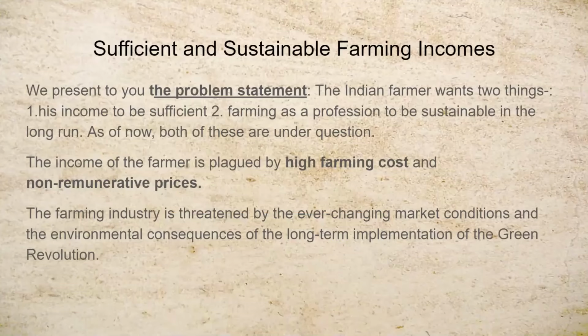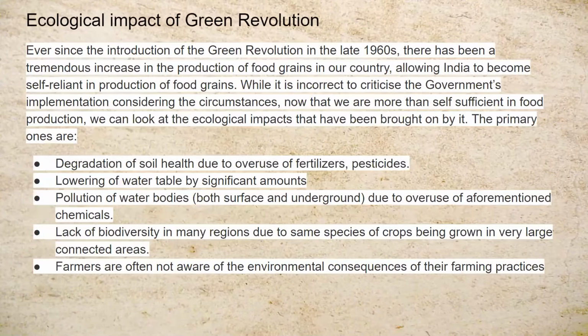Sufficient and sustainable farming incomes. We present to you the problem statement. The Indian farmer wants 2 things. First, his income to be sufficient. Second, farming as a profession to be sustainable in the long run. As of now, both of these are under question. The income of the farmers is plagued by high farming cost and non-remunerative prices. The farming industry is threatened by the ever-changing market conditions and the environmental consequences of the long-term implementation of the Green Revolution.